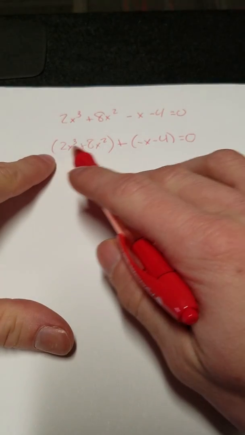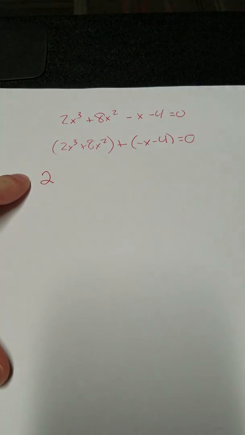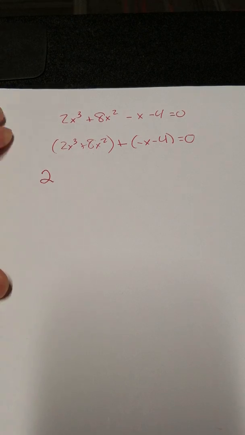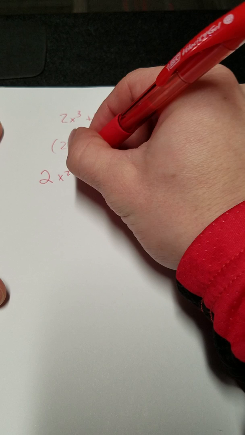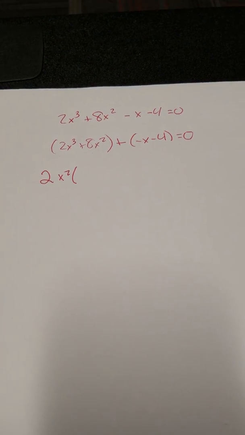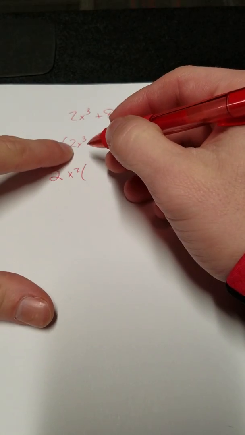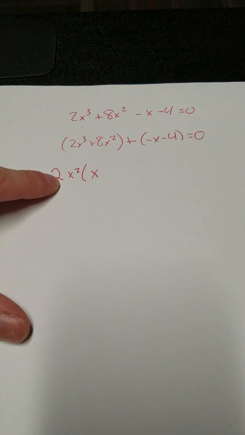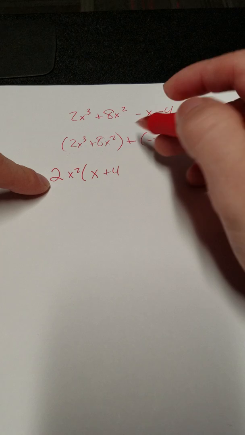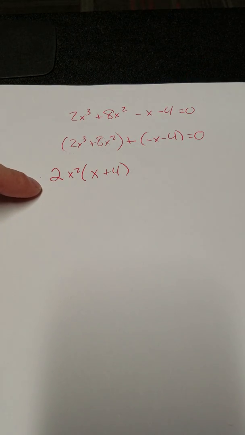Now, look to see what they have in common. 2 and 8, well, that's a 2, so we're going to pull a 2 out in front. X cubed, x squared. Take the smaller of the 2, so that's going to be x squared. So we factored out a 2x squared. So basically we've divided each term by 2x squared. Well, 2 divided by 2 is just 1. X cubed divided by x squared is just x. 8 divided by 2, 4. X squared divided by x squared cancels out. So x plus 4 is left inside the parentheses.